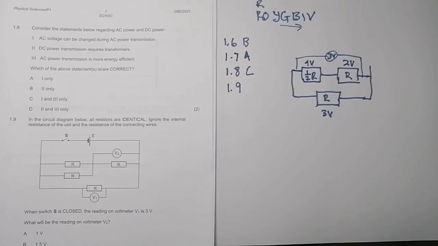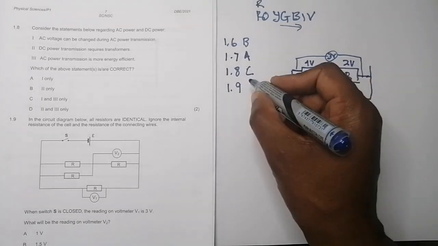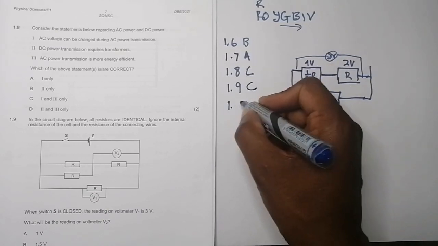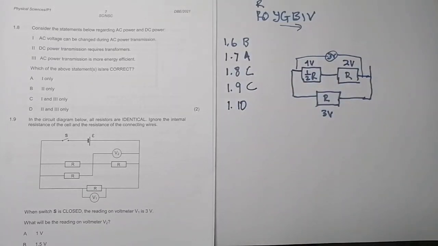So as a result, it would mean that the correct answer, they say what will be the reading on the voltmeter V2. So V2 should actually be 2 volts. Okay, so in that case, it means that we are going to take option C. All right, hope that makes sense.